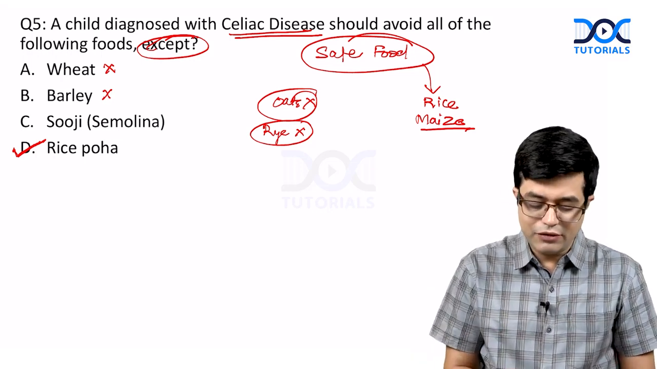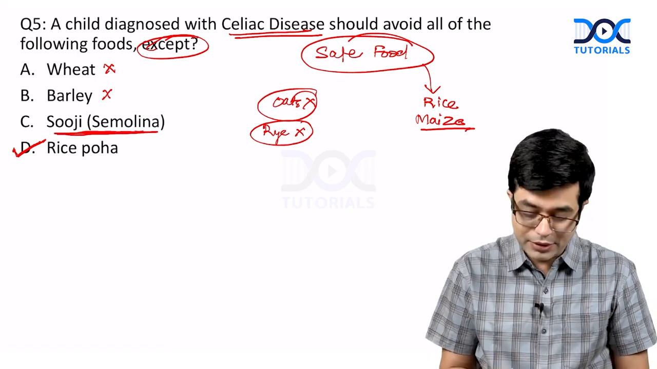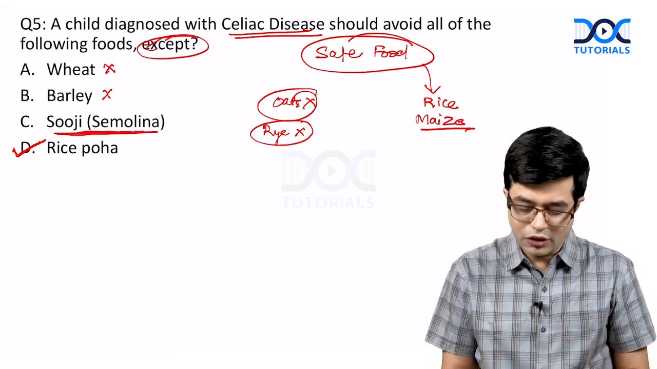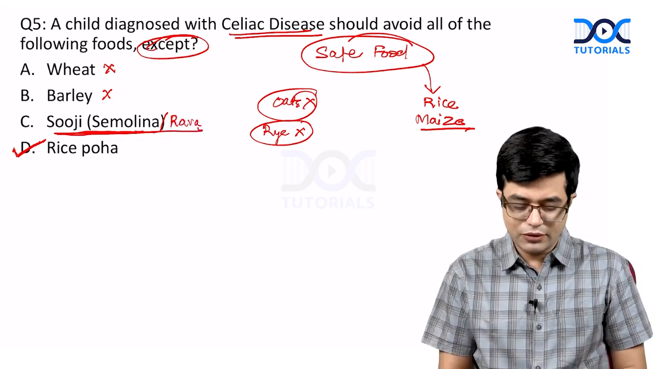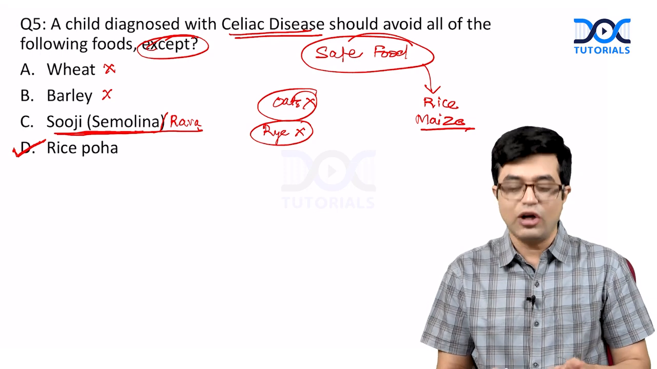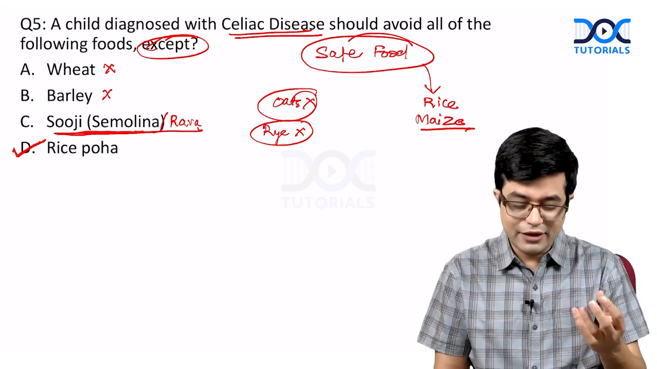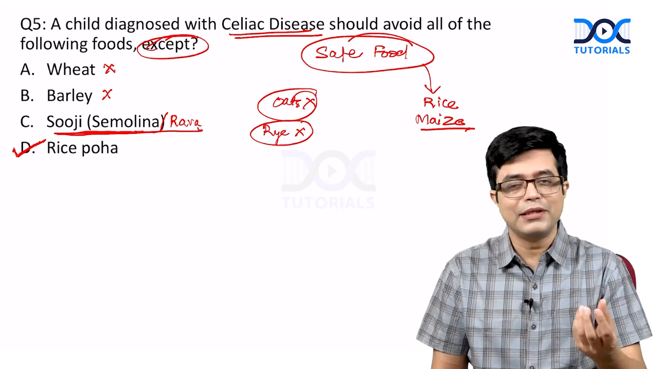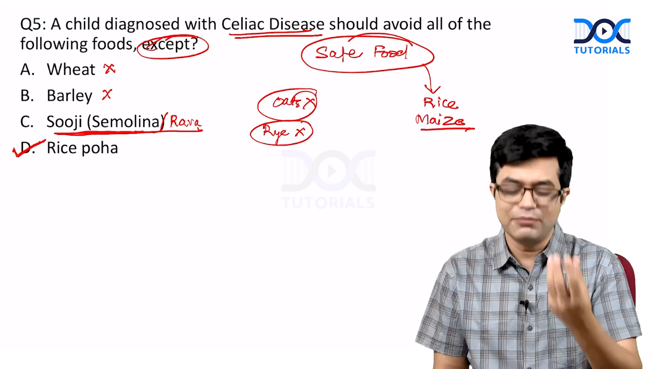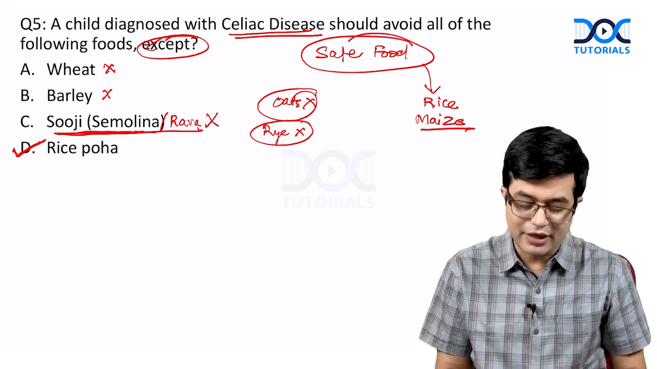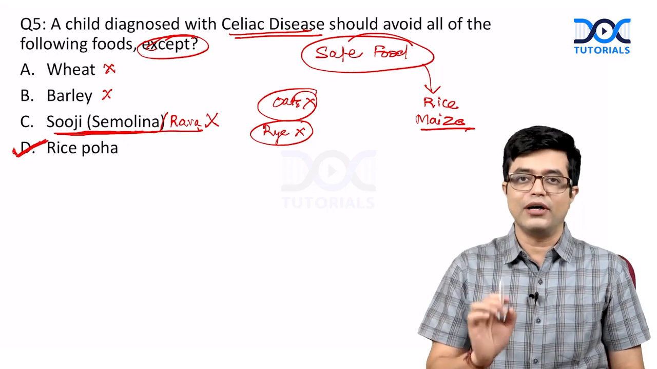Now many people got confused about suji or semolina. What about suji or semolina? Remember, suji or semolina is also called rava in South India. Rava dosa, you all know. Suji, semolina or rava, they are all varieties of wheat. Just like you make aate ka halwa, similarly you make suji ka halwa. Both of them have very similar consistency and they both are types of wheat, and so it is unsafe in a celiac disease patient. So the answer to this question is rice or poha, right?